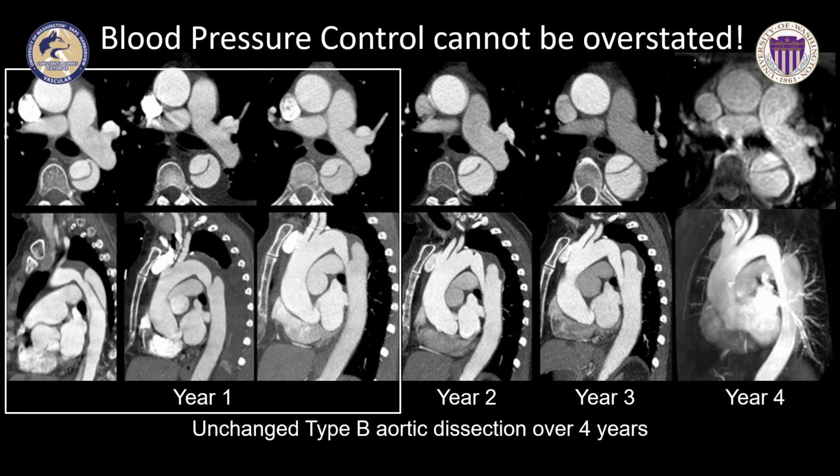Here is an example of somebody who had a type B aortic dissection, and over 4 years you can see on repeated imaging that the aorta has been stable. It has not changed in size or configuration and has not developed any additional aneurysm beyond the original small aneurysm that had formed at the time of dissection.